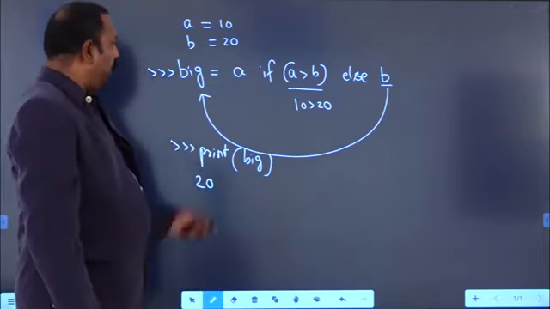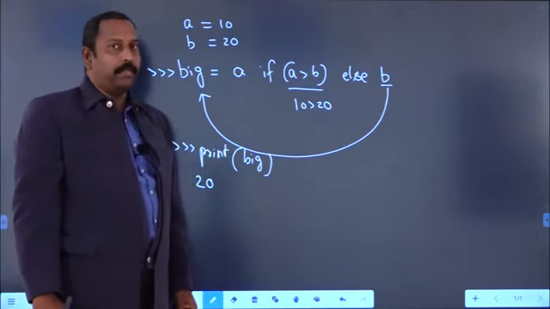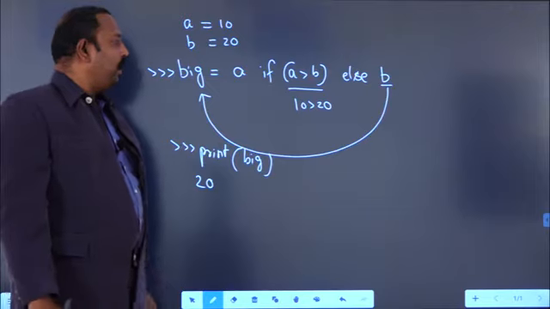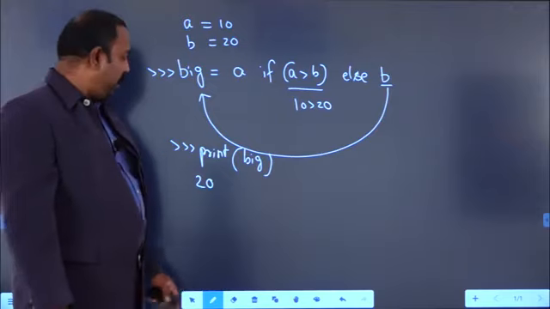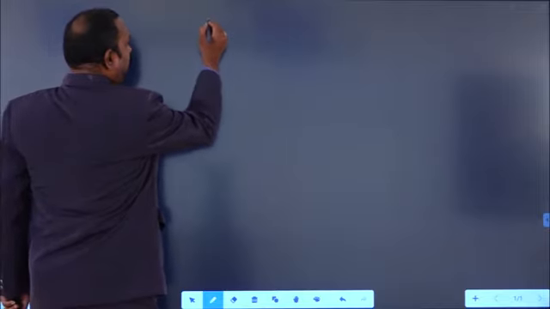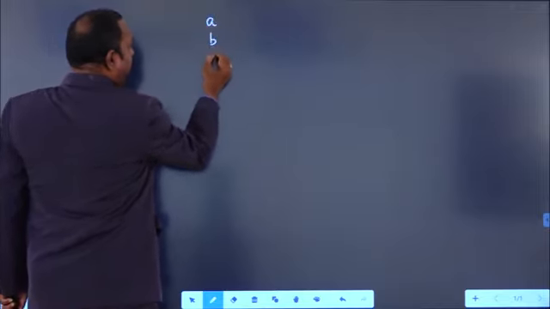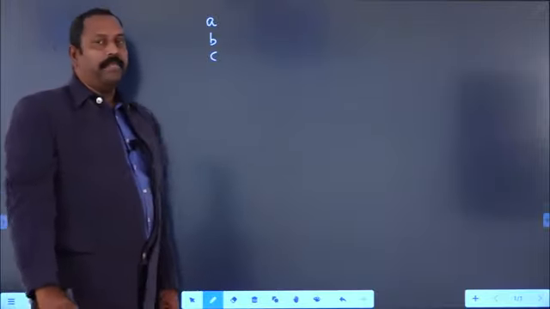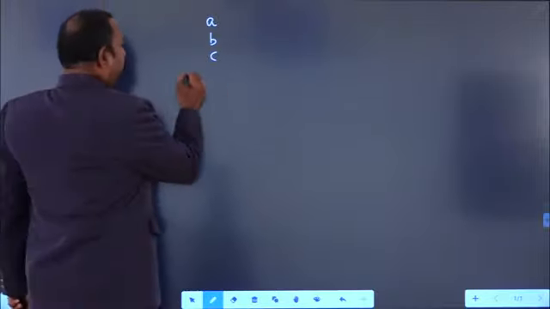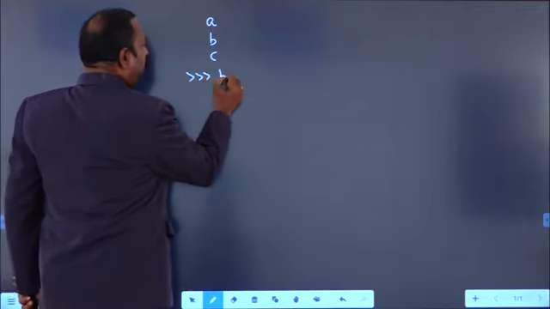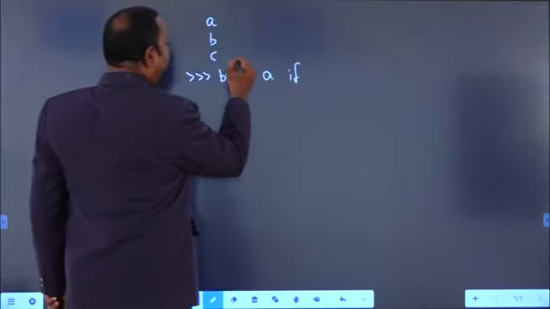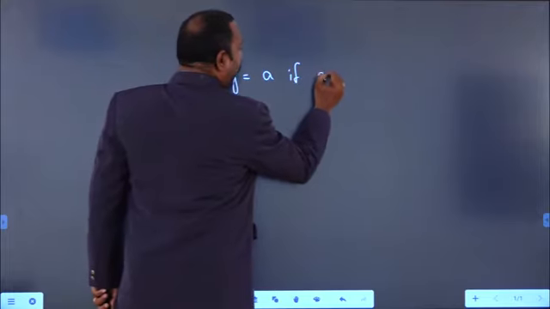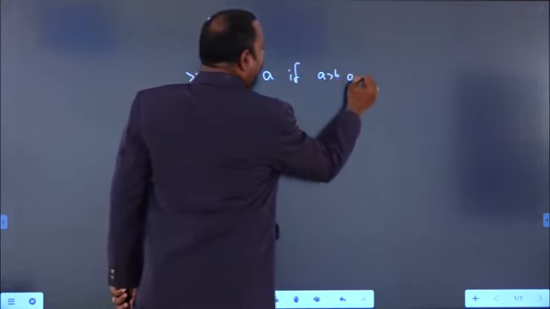Now suppose I want to find the biggest of three numbers. Then we have to go for nested ternary operators. For example, I have taken three variables a, b and c. Now I want to find the biggest of the three numbers. So we will write big = a if a > b and a > c.